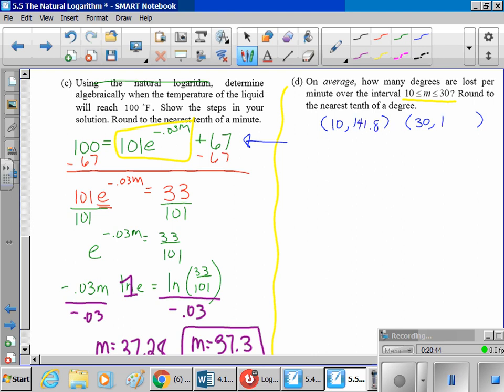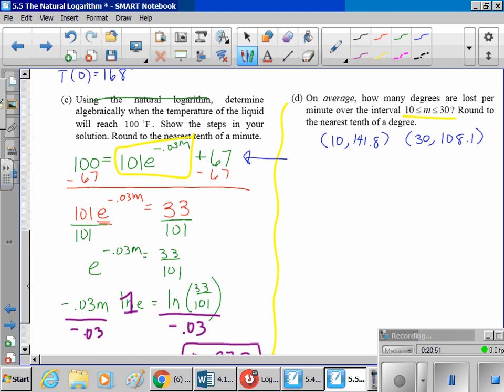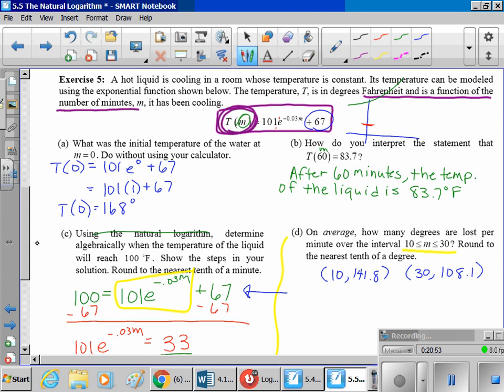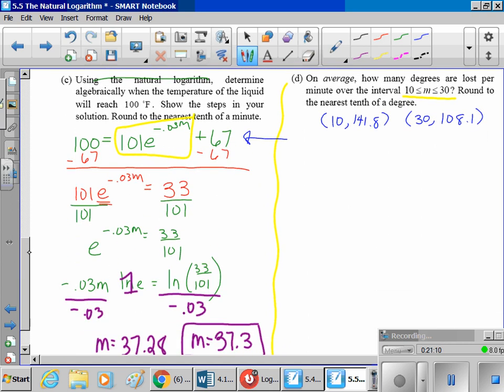So if you don't mind, I'm not going to do that here. 141.8 and 108.1. Another way that you can do this is you can put this into your calculator. You can take this whole T of M, change your M to an X, and you can put this whole thing into your calculator and look at your table. Because at your table, it'll say 141.8 when X is 10. It'll say 108.1 when X is 30. So there's a couple of different ways to come up with your Y values. And now we're simply going to do the average rate of change.